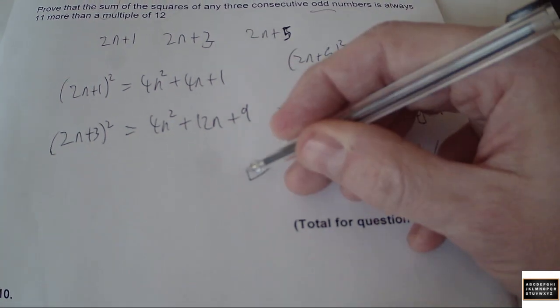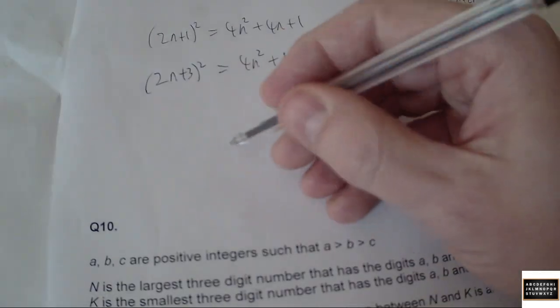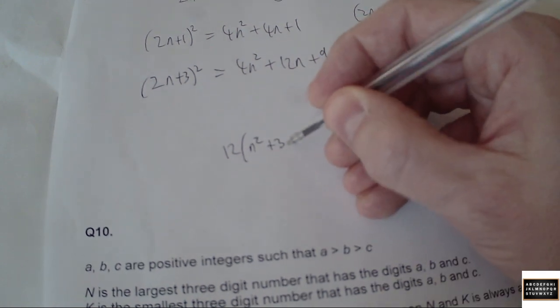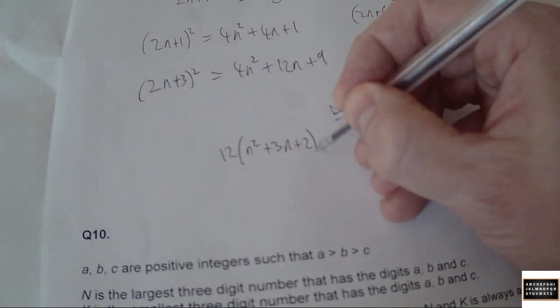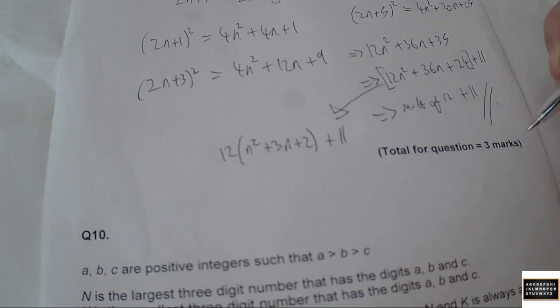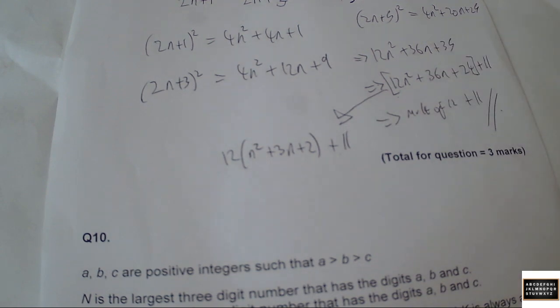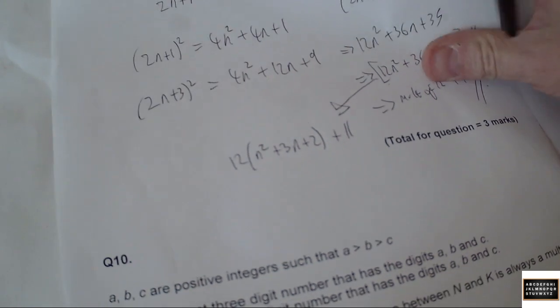If you want to go an extra step, you could show that 12 is a factor, just to cover it off, to make sure they don't take any marks off you. I think that probably would be safest, to show that that's a multiple of 12. So that's a multiple of 12, and then you've got the add 11 on the end. So not a problem at all, very easy to do once you get there.